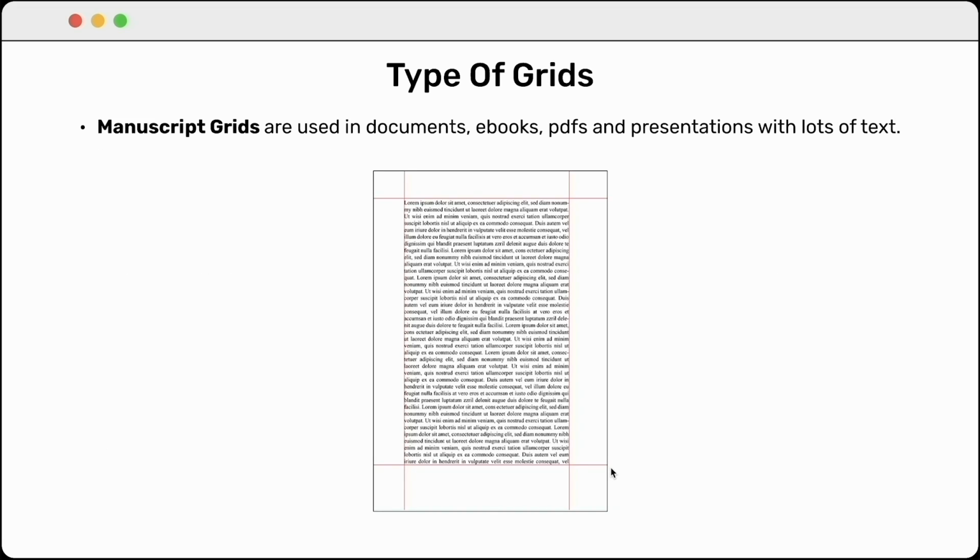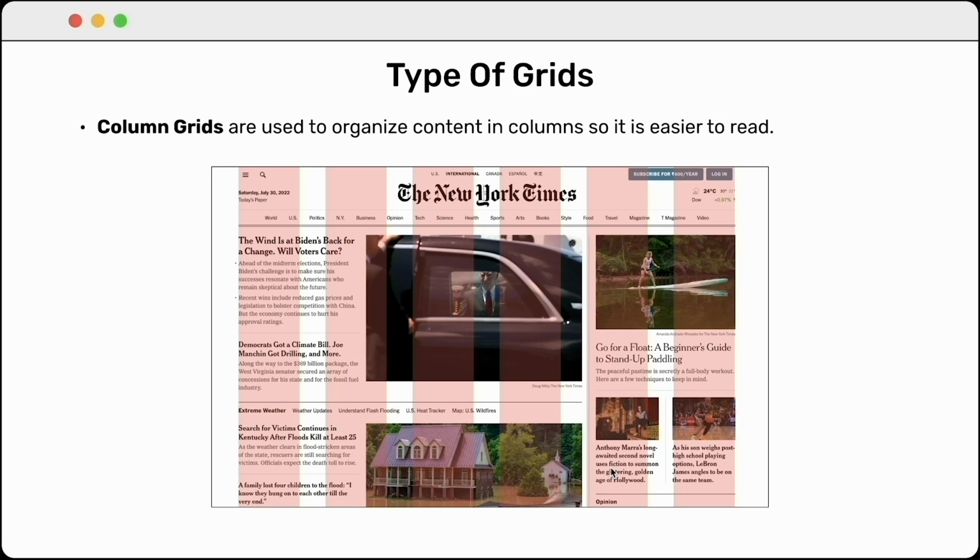Basically, manuscript grids are used when there is a requirement for arranging a lot of text properly. In the example, you can see text is aligned on the document with the help of manuscript grid. The next type of grid is column grid, that is used to organize the content in columns. This is the most common grid that we use in mobile or app design. And here is the example for that.